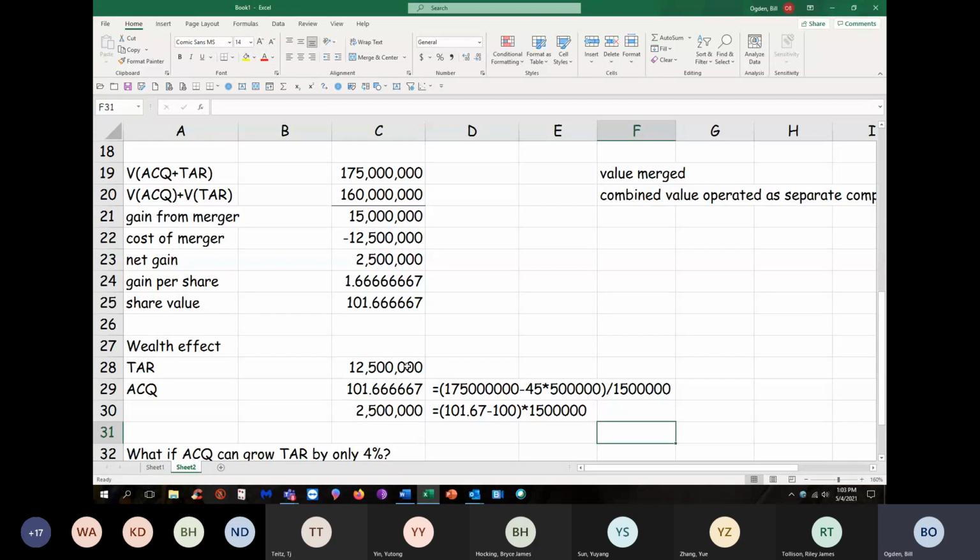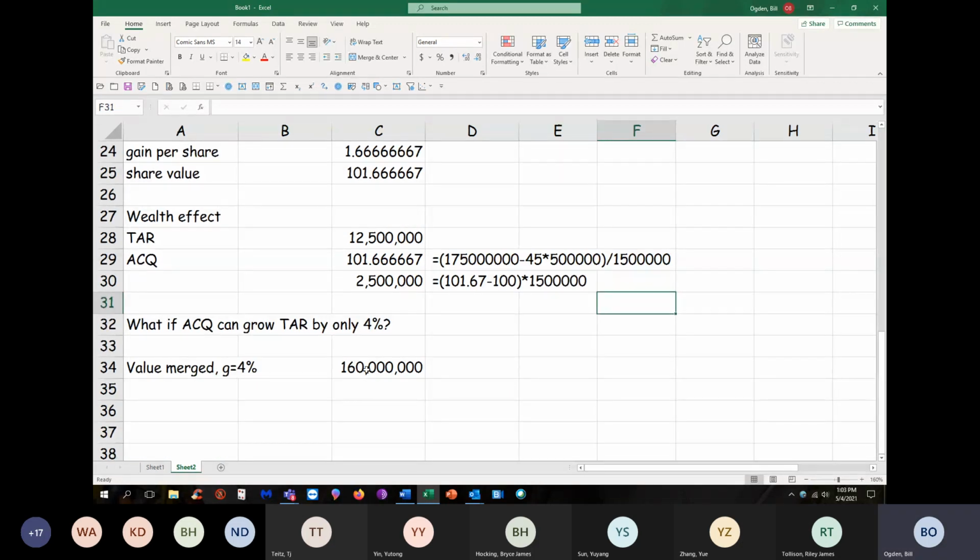They grew in value from 150 million to 175 million, but in order to do that, they paid $45 a share for TAR's 500,000 shares. So we did that. Okay, this time we can repeat this calculation, except that the value didn't increase to 175 million. It increased to only 160 million. All right, so let's do that.